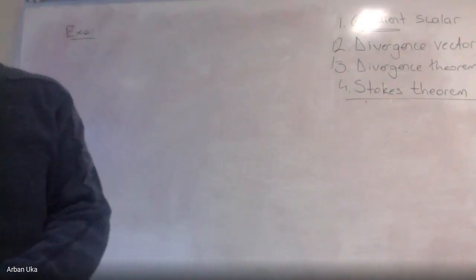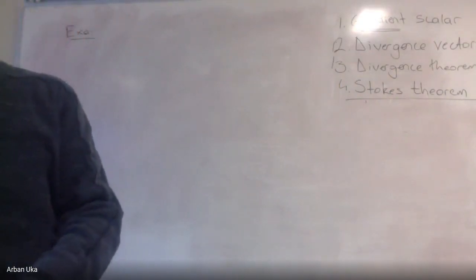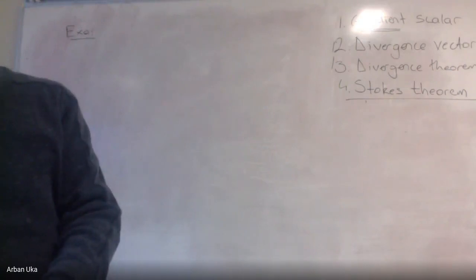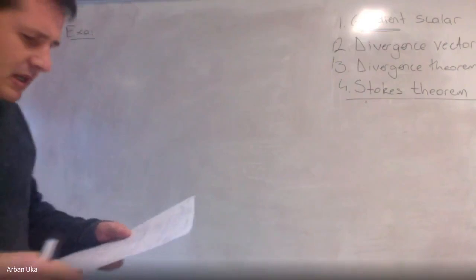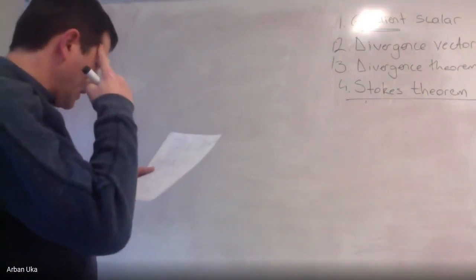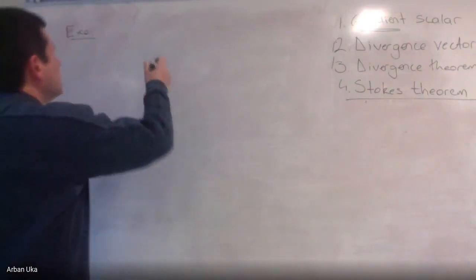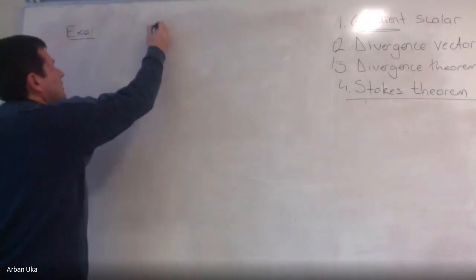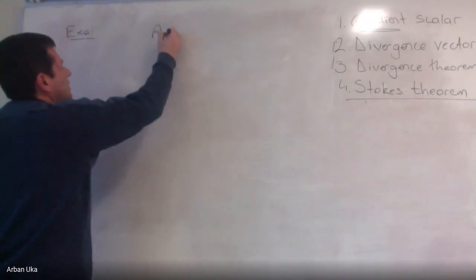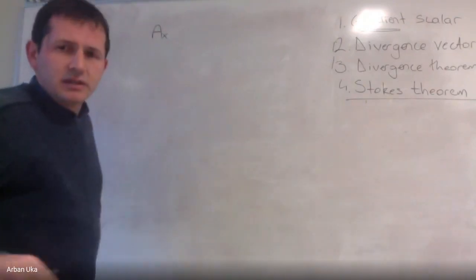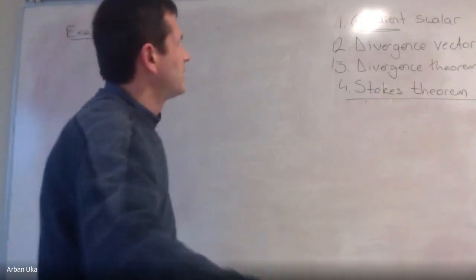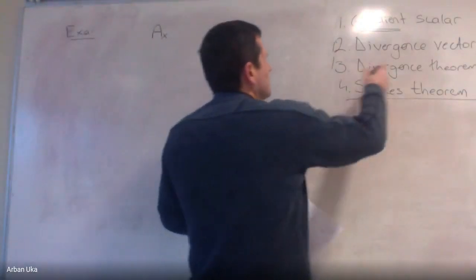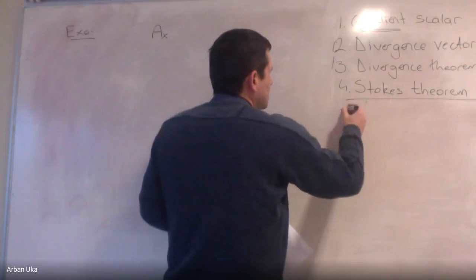Okay, so let's see some. This was the example of a gradient. Then let's move into the divergence. And now the divergence. So first of all, let's do this. What is a dot product? The divergence, we write it like this.